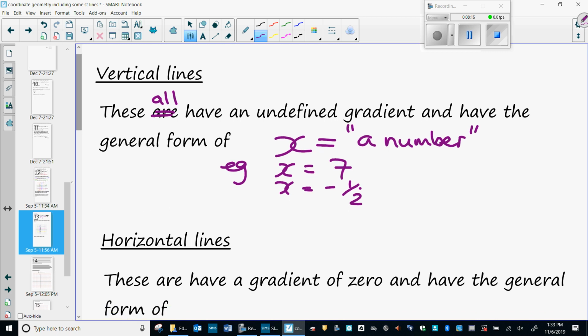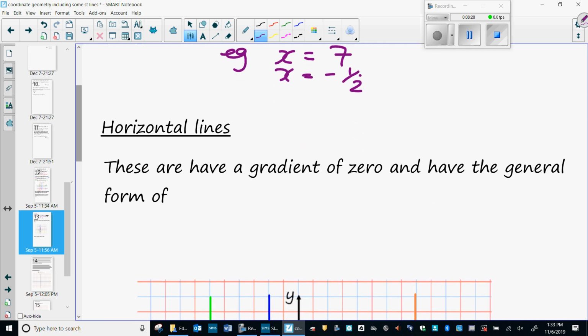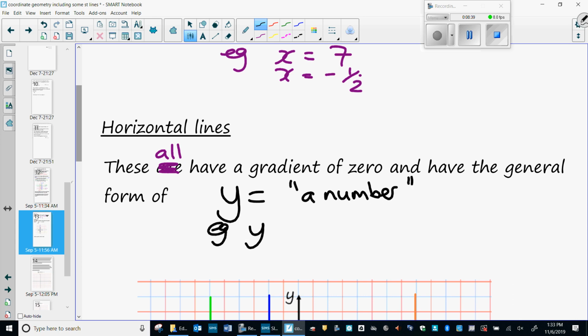So vertical lines all have the equation of x equals a number. Horizontal lines all have a gradient of 0 and have the general form of y equals a number. E.g. y equals 3. So that's our two basic horizontal and vertical lines.